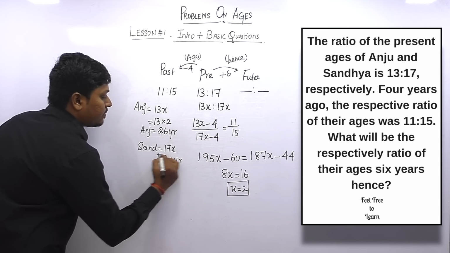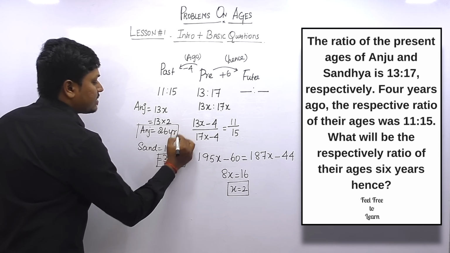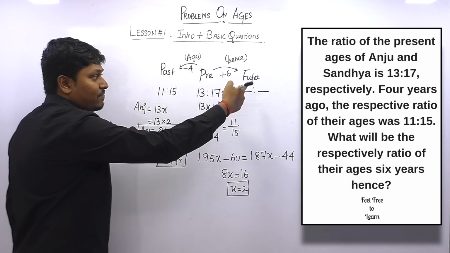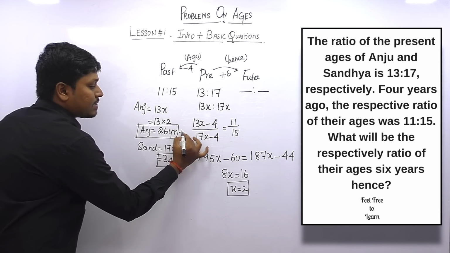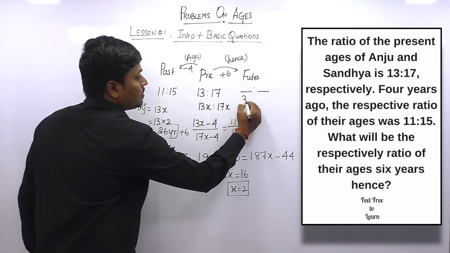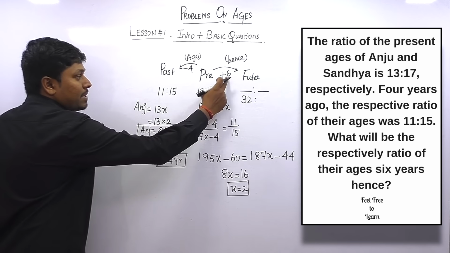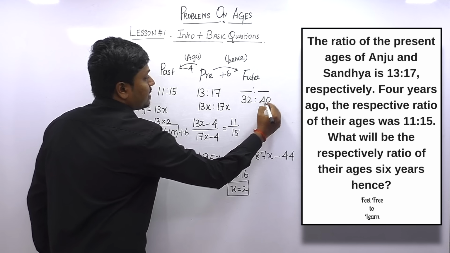So Sandhya is 34 years old and Anju is 26 years old. And what is our target? Our target is to find the ratio after 6 years. After 6 years, Anju's age will be 32. Similarly, after 6 years, Sandhya's age will be 34 plus 6, which is 40. So now our target is to find the ratio.